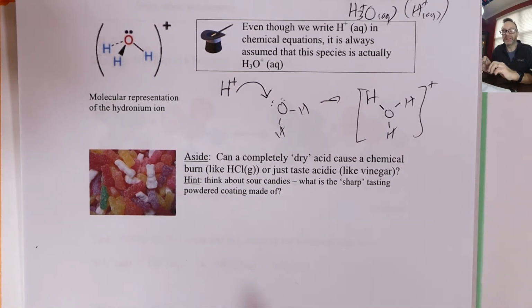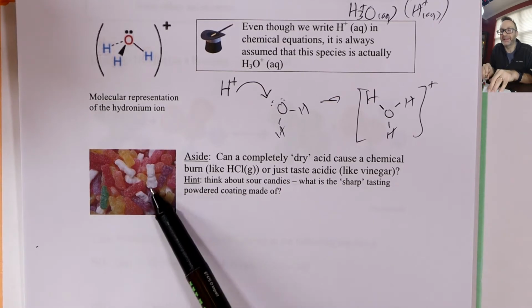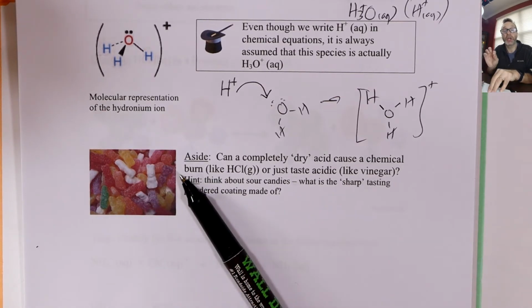Have you ever tried those really, really sour candies? They actually have pure citric acid sprinkled on the outside, and you can handle these things. You don't get a chemical burn when you handle the sour candy, do you? But when you put it in your mouth, it tastes super sour because the acid comes into contact with water. The H plus can transfer. Okay, so bottom line is acids need water to work.